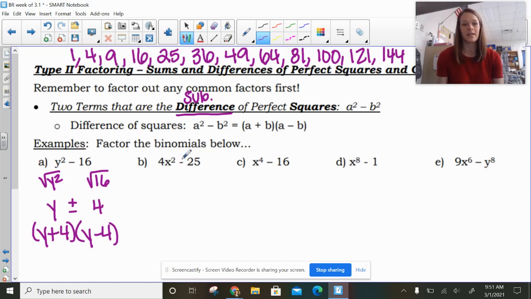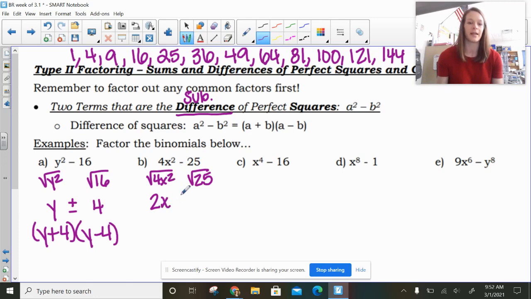So let's look here. It is subtraction, so that takes care of my difference. Is 4 a perfect square? Yes. Is 25 a perfect square? Yes. So I'm going to take the square root of each one: 4x squared, and the square root of 25. The square root of 4 is 2. And then the square root of x squared, take half of that, which is just x. The square root of 25 is 5. And then it'll be a plus and a minus. So this will be 2x plus 5, 2x minus 5.